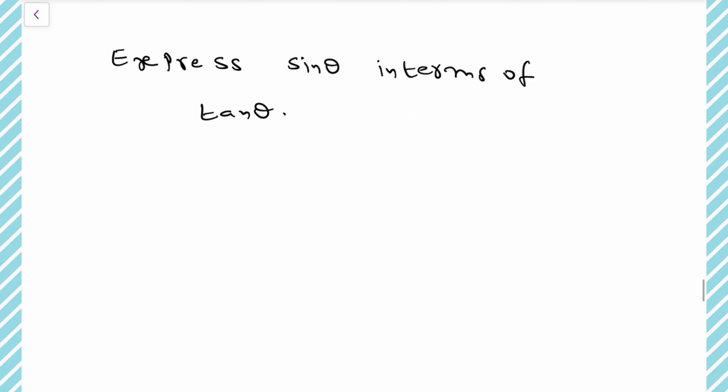Next, this is one of the very important questions. Express sin theta in terms of tan theta. After the word in terms, which trigonometric ratio will be there? Take that trigonometric ratio as x by 1. Tan theta, I am writing it as x by 1. So tan theta is x by 1, which means immediately we know our work.